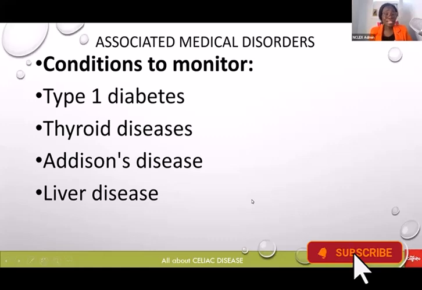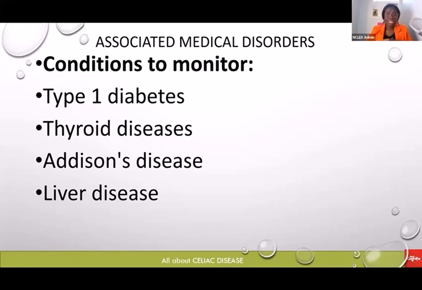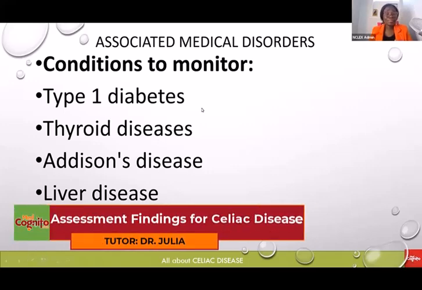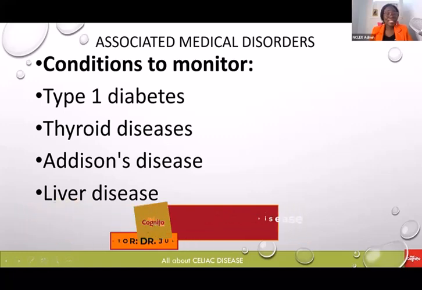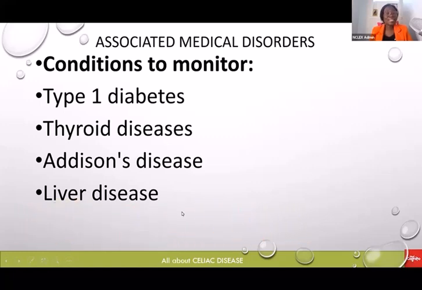So as we rightly said from the beginning, celiac disease is an autoimmune disorder, and sometimes it will come with some associated medical conditions. Some of these associated medical conditions include type 1 diabetes, thyroid disorders, Addison's disease, and then liver disease. So take note of some associated medical disorders for celiac disease: type 1 diabetes, thyroid disease, Addison's, and liver disease.